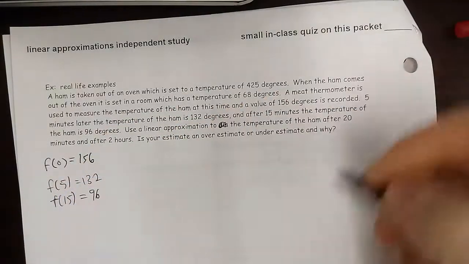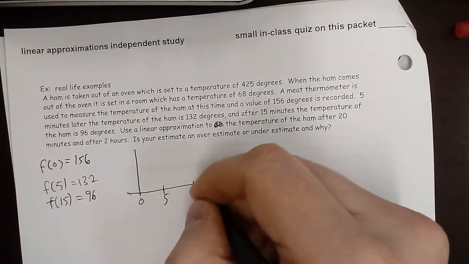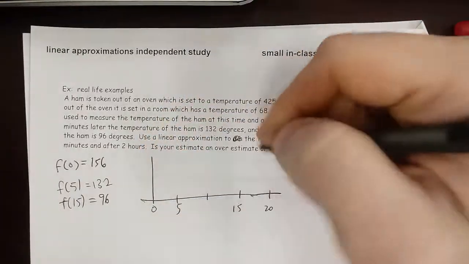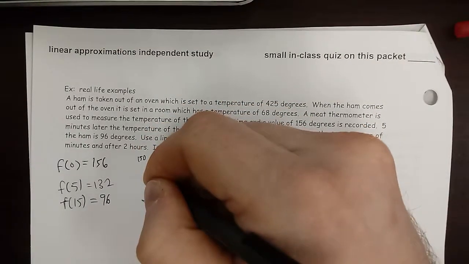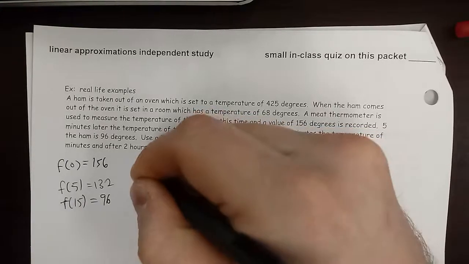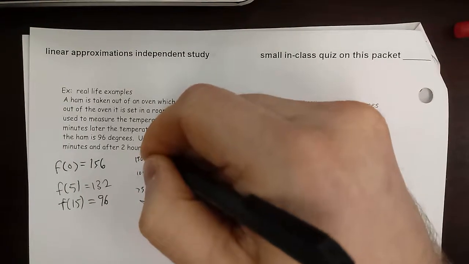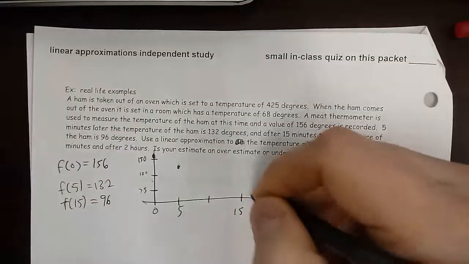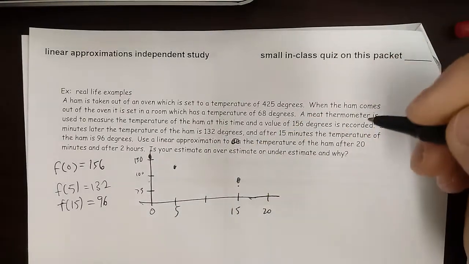it's 96 degrees. So if we think about this on a graph, here's 0 minutes, here's 5 minutes, and then here's 10, here's 15, here's 20. So it starts out at 0, at this 156. So here's 150, here's 100, here's 75. So at 0 minutes, it's a little bit above. Then at 5 minutes, it's down here. And then at 15 minutes, it's down here. All right. So I know it's going to be going down, but I don't quite know how much.